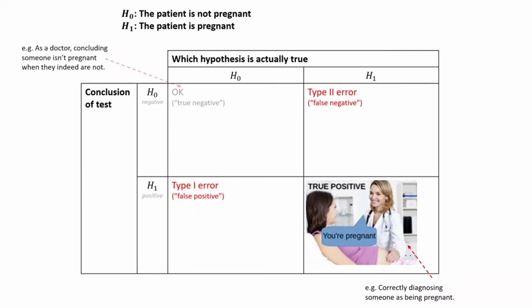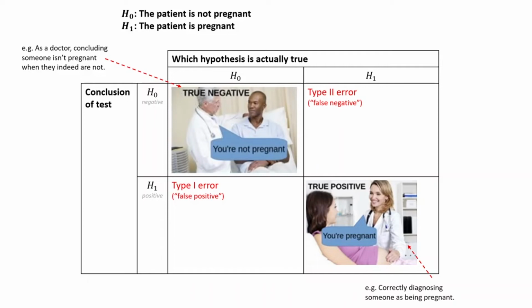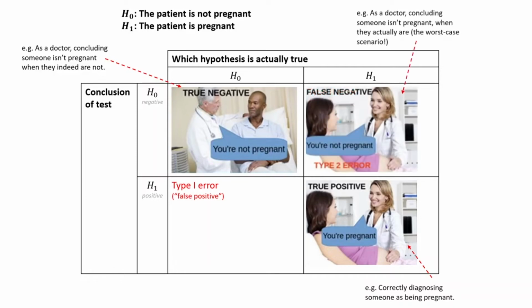Or we can correctly diagnose someone as not being pregnant. So the patient is not pregnant, and we tell them they're not pregnant. What would the two errors look like? Let's start with a type 2 error. H1 is correct, but we conclude that H0 is correct. So we have a pregnant patient, but we're concluding that they're not pregnant.